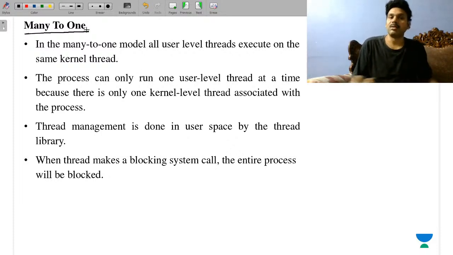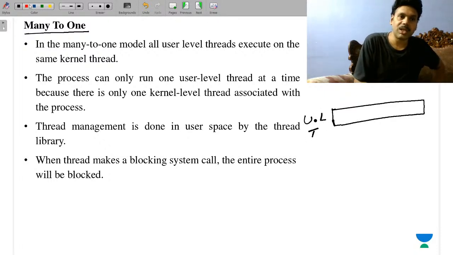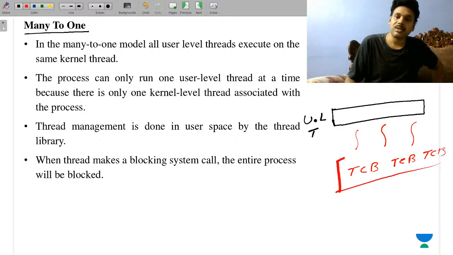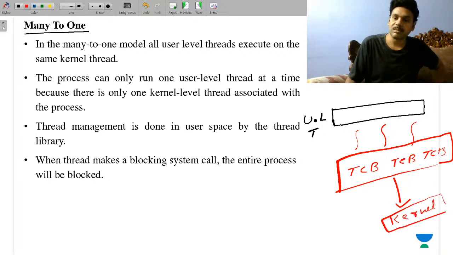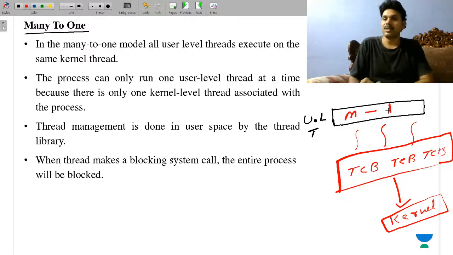When I am talking about many to one, what does many to one mean? Please understand. Many user level threads. These are user level threads. There are 3 threads I am running. They are under the control of TCP and they are being communicated with one kernel level thread. That is the concept of how many to one is done. Please understand, many user level threads are mapped with one kernel level thread. What is the meaning of one kernel?